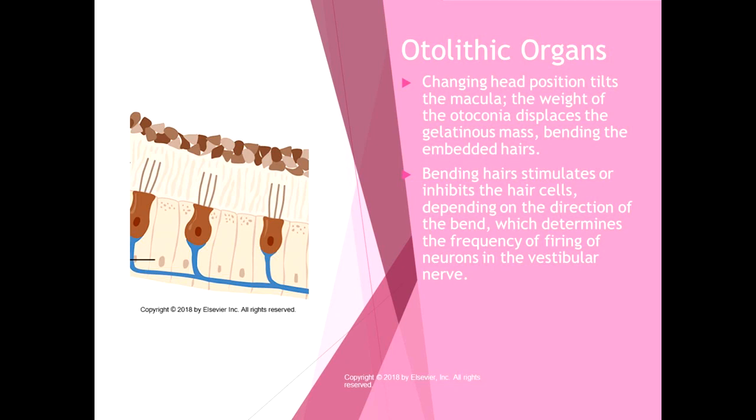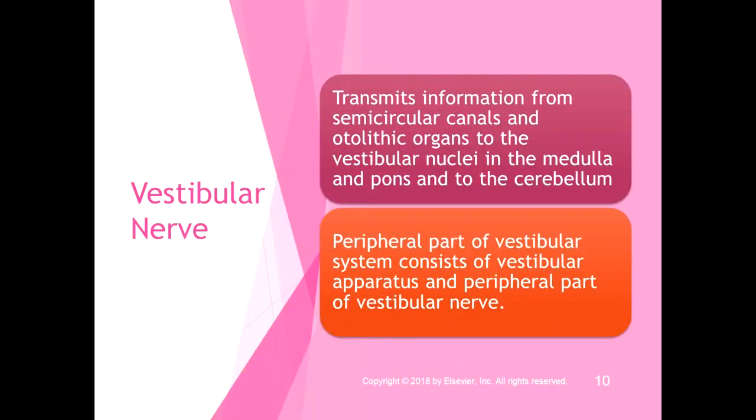So if it bends one way, it is an inhibitory effect. If it bends the other way, it's an excitatory effect on the vestibular nerve. So you can see how it works in pairs from right to left. If the hairs are bending to the right, it's exciting the right and inhibiting the left. If it's bending to the left, it's exciting the left and inhibiting the right. So that's how you get that paired action.